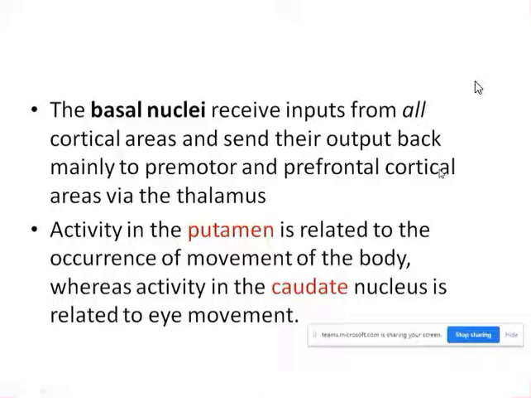So activity in the putamen is related to the occurrence of the movement of the body, whereas activity in the caudate nucleus is related to eye movement. So if there is an increase in activity of the putamen, it means there is movement of the body, so planning and programming is going on for the movement of the body. If there is activity in the caudate nucleus, then it shows planning and programming for the eye movement. Okay, am I clear?